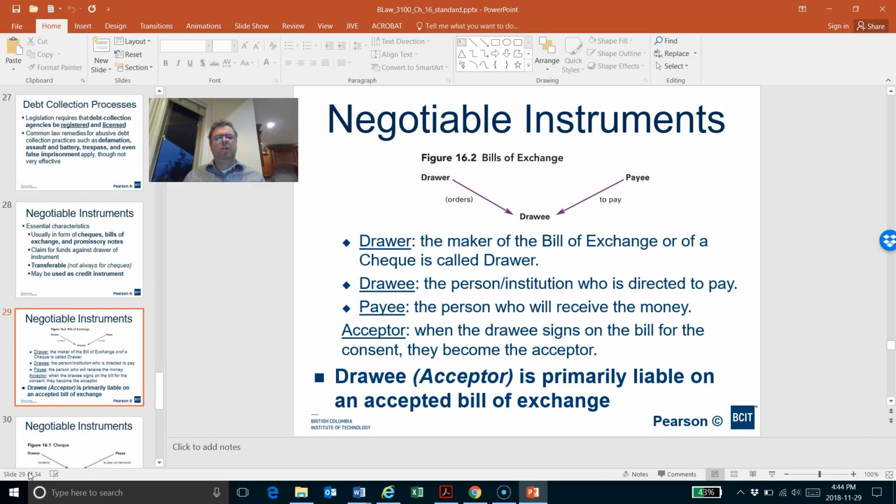There's also this player called acceptor. An acceptor is actually the drawee. When the drawee signs on a bill for the consent, they also become an acceptor. So it means they are also liable for that negotiable instrument because they have signed, so they have accepted it.